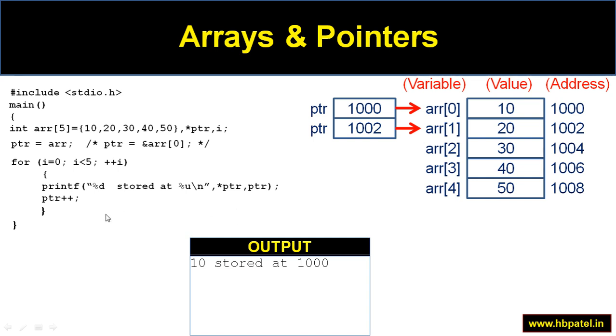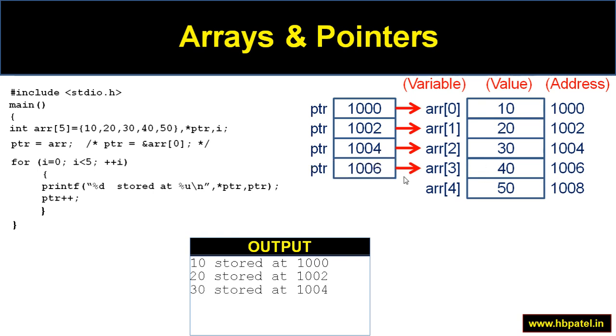So now when I again run the loop second time, when I print star PTR, what is star PTR? Contents being pointed by PTR. So this time it is 20 and PTR is 1002. So it will be 20, 1002. Next time it will be 30, 1004. The next time it will be 40, 1006.